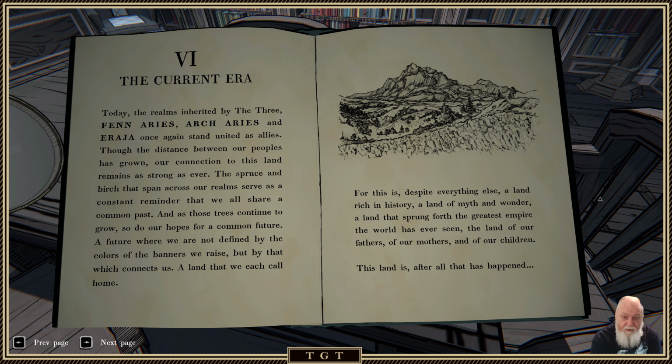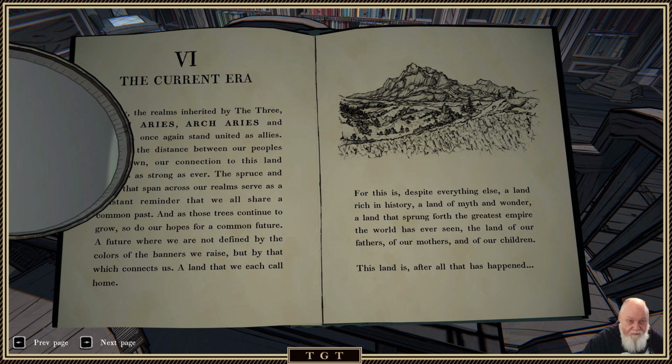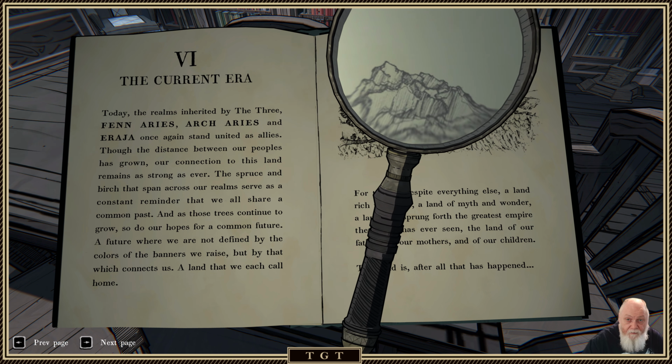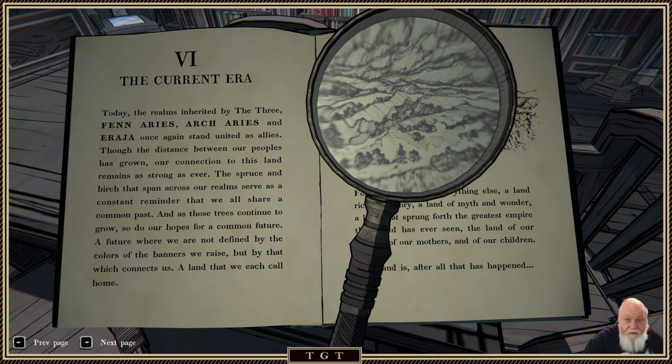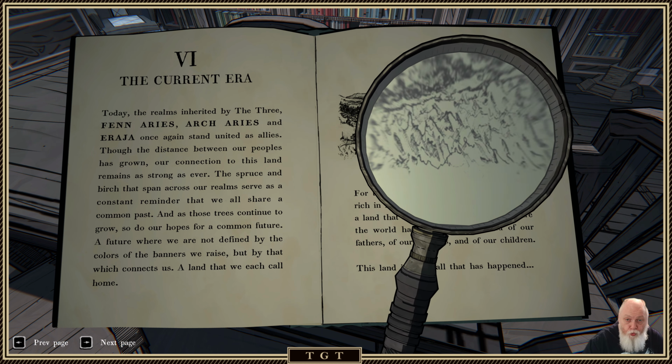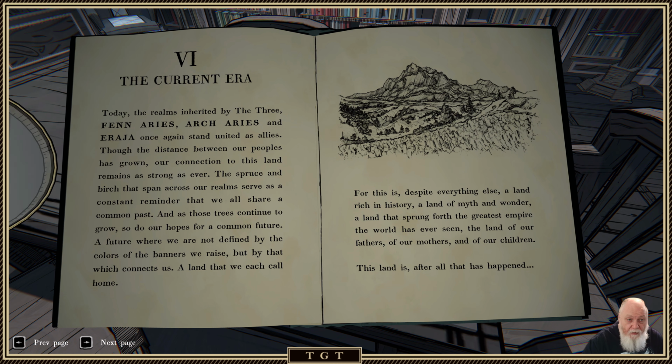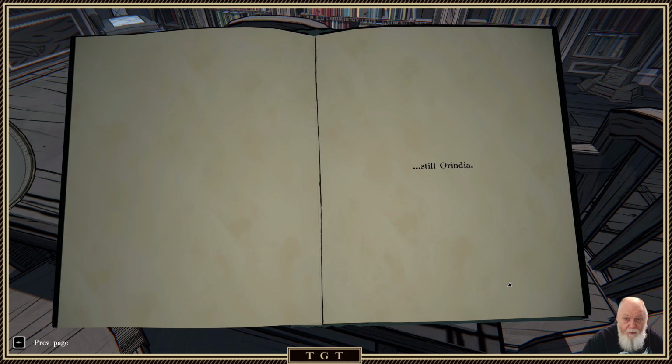This land is, after all that has happened, we're going to find out here in a moment, but I'm going to look at this. I don't think I'm seeing any clues. Okay. Yeah, the magnifying glass is going to be more helpful with a different book. But anyway, still Orindia. The end. So I'm going to take the screenshot, even though I don't really need it.